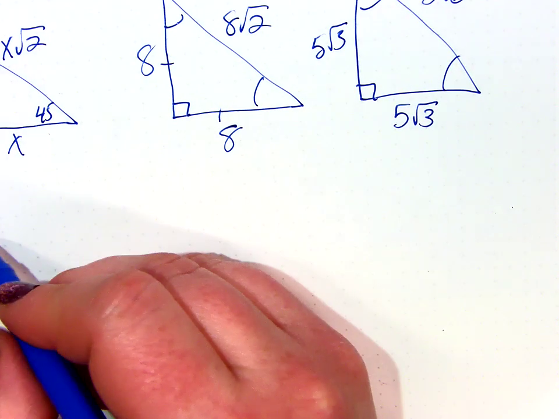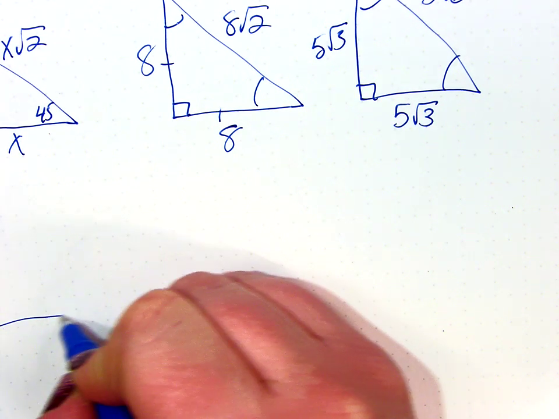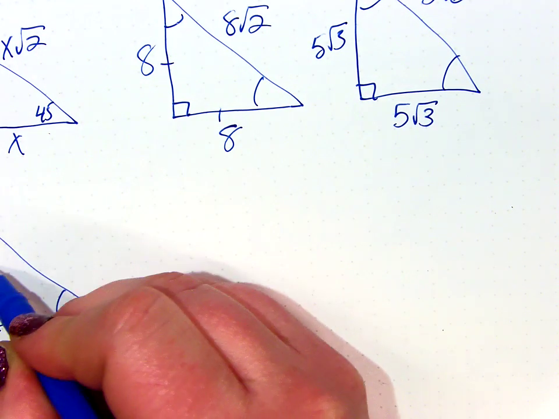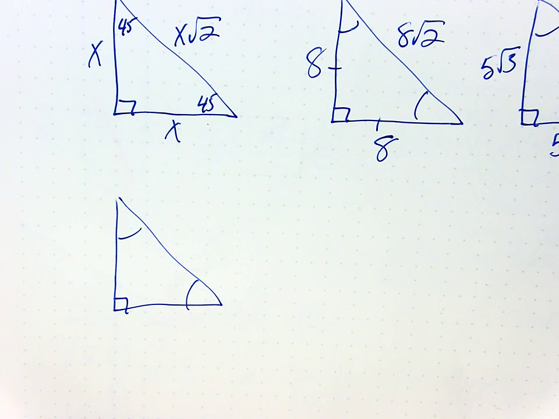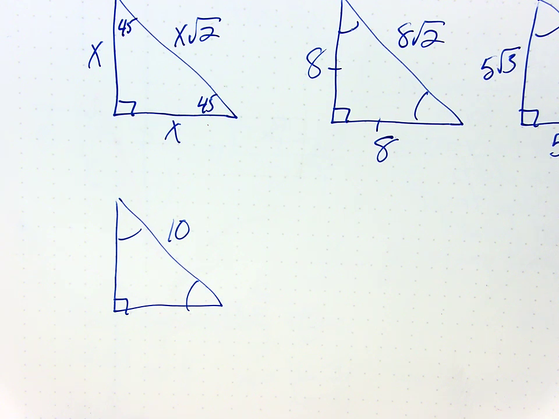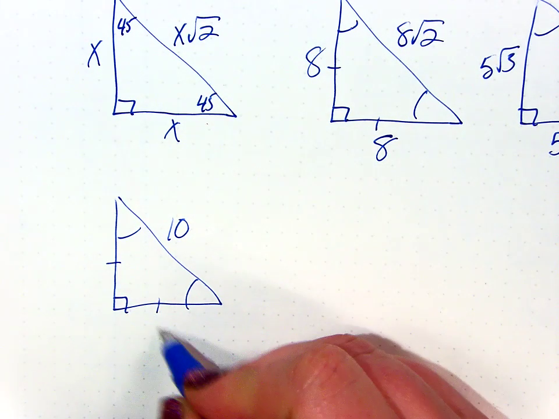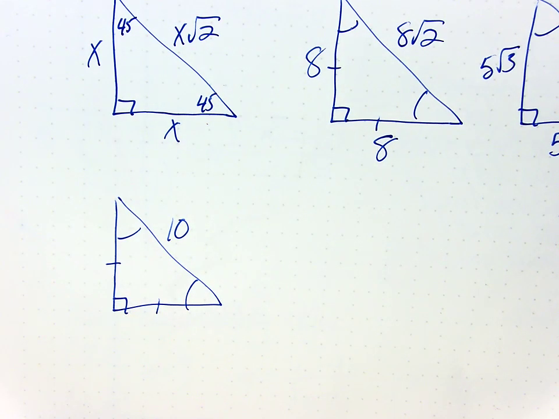Okay, so let's make it a little bit more interesting then. All right, you ready for this one? What if this was 10? And you had to figure out these other two sides. They're going to be the same as each other. Okay, but what are they? Or how would I figure that out? Yes. It is 5 root 2. How'd you know that?